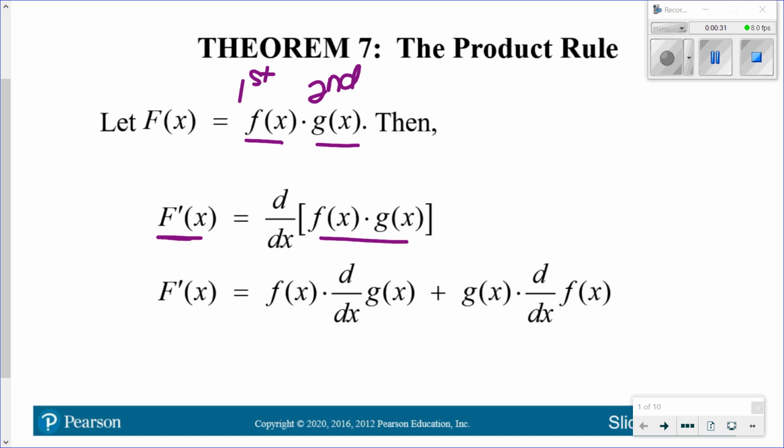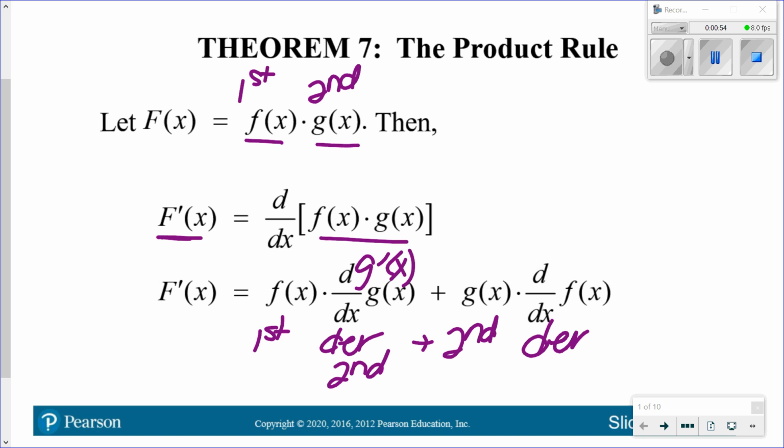So it works like this. I'm going to write down the first, leave it alone, write it exactly as it appears, times the derivative of the second. We can also call that g prime x if you prefer. Plus the second, leave it alone, don't do anything to it, times the derivative of the first, otherwise known as f prime.